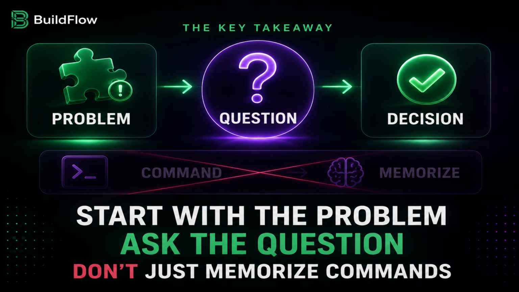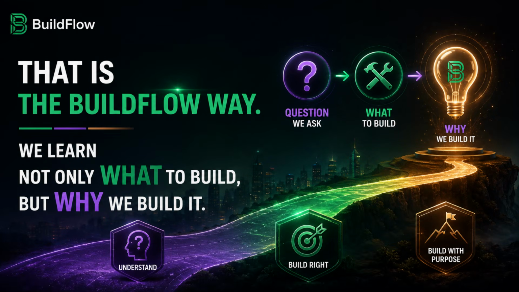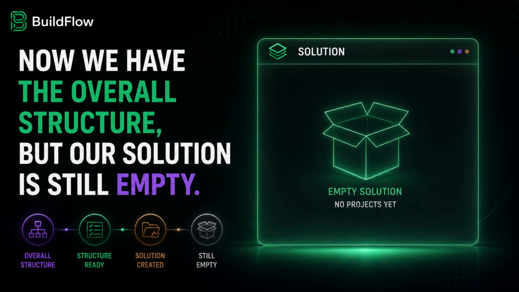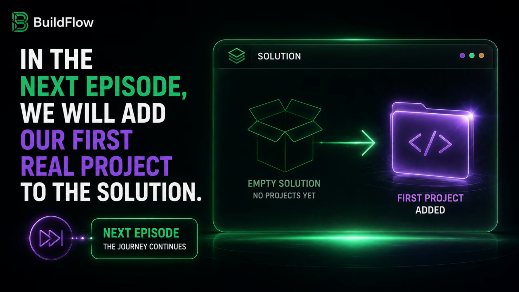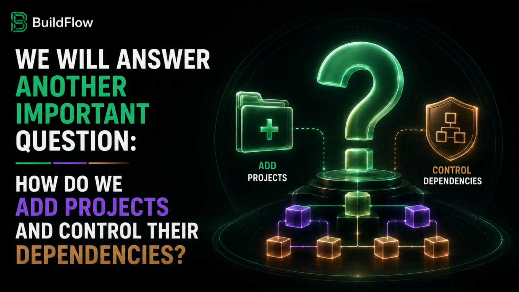The key takeaway, every decision started with a problem and a question, not with a command to memorize. That is the BuildFlow way. We learn not only what to build, but why we build it. Now we have the overall structure, but our solution is still empty. In the next episode, we will add our first real project to the solution. We will answer another important question. How do you add a project and control its dependencies?